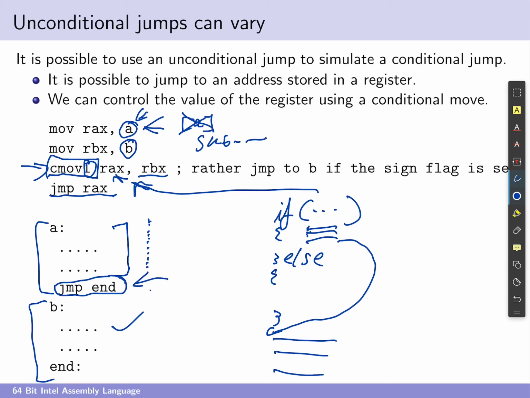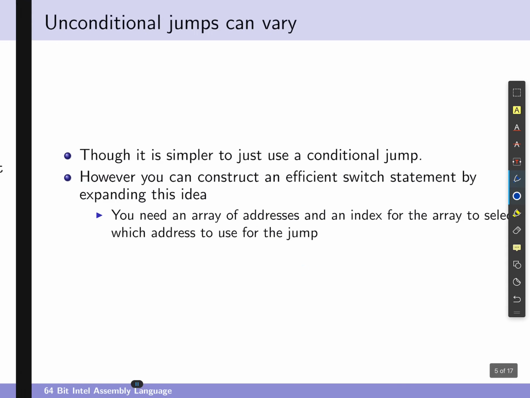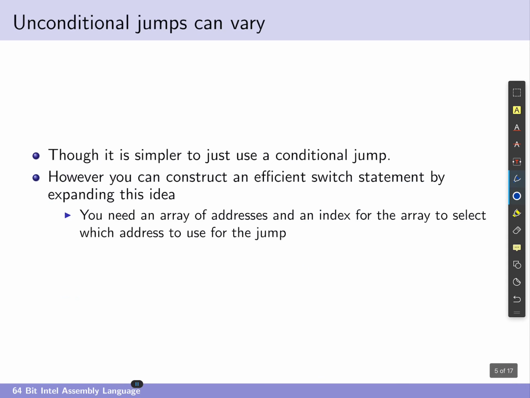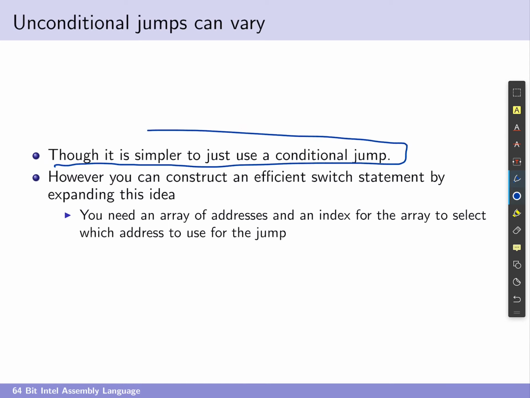Once I get to this jump end, I'm going to jump over this else body and execute from this instruction onwards. So it's something that is happening in your high level code all the time, but you perhaps don't think about the sequence of instructions so much. As I said, it's actually simpler to just use a conditional move, or conditional jump rather, which we're going to go through in a fair bit of detail now.